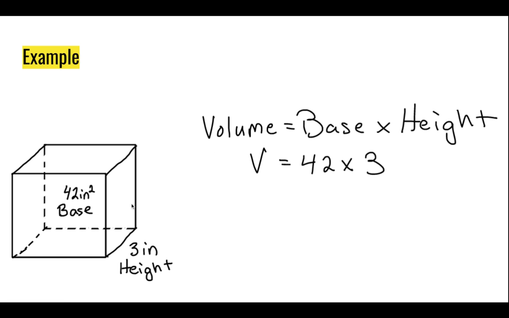For example, in this shape, we see that there's 42 inches squared labeled on one of the sides. Now, the term base might be confusing. It might seem like it always has to be the bottom of the shape, but remember, we can rotate these shapes. We can move them around. So in this case, the base is appearing as the back of the shape, and then the 3-inch height, or the third dimension, is actually down here on the bottom. So to calculate the volume of this shape, we would do base times height, or 42 times 3, to get our volume in inches cubed.